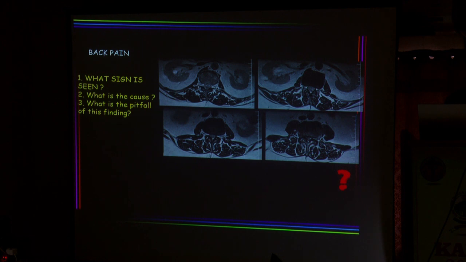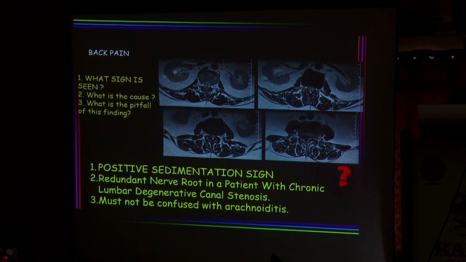So what is the redundant nerve root sign? You can see the nerve roots. Normally if you draw a line, you do not see the nerve roots anterior to this. When you see nerve roots anterior in the thecal sac, it indicates redundant nerve roots, which can be due to severe spinal canal compromise and cauda equina rootlet compacting. So this is a patient with chronic lumbar degenerative canal stenosis and must not be confused with arachnoiditis.